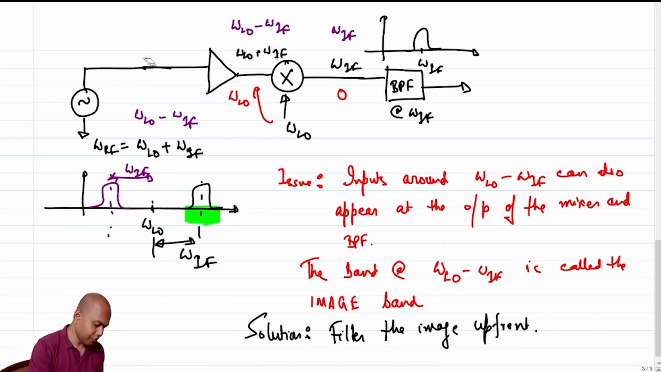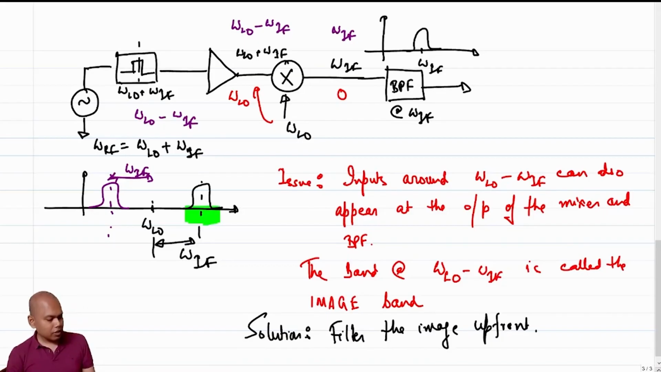So how do you filter the image upfront? You put a filter. You are anyway putting a SAW filter, right? So the SAW filter is now around omega LO plus omega IF, right? So this also serves the purpose, to some extent, or to a large extent, of filtering out interference from your image frequency.